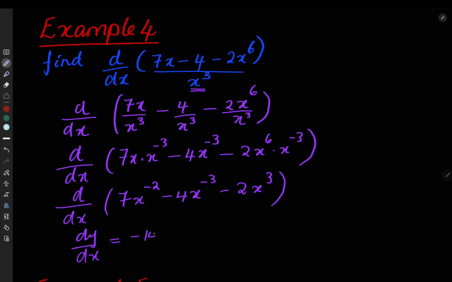Therefore, the derivative, which is dy/dx in this case, will be equal to, you bring down, negative 14x to the power negative 3, because we say negative 2 minus 1, that's negative 3. Then minus, we bring down here, so that becomes a plus. So minus 3 times negative 4 gives us 12x to the power negative 3 minus 1. Remember, minus 1, that becomes negative 4. Then here again, the same thing, that will be negative 6x squared.